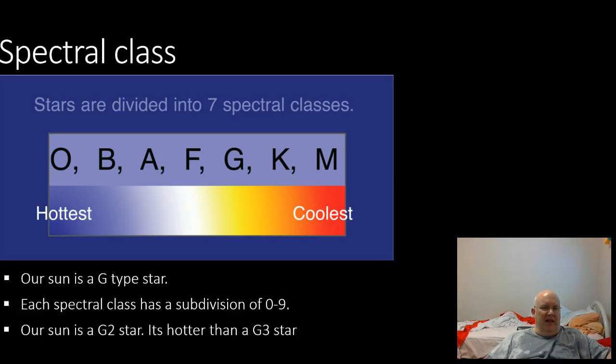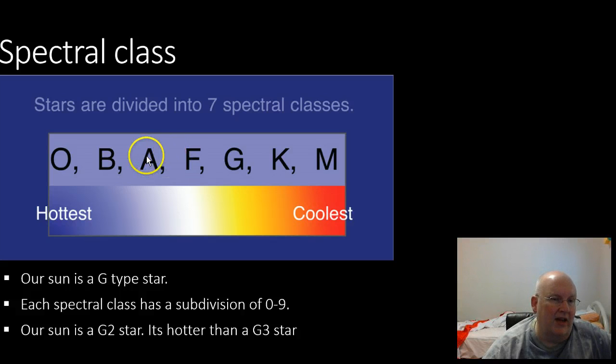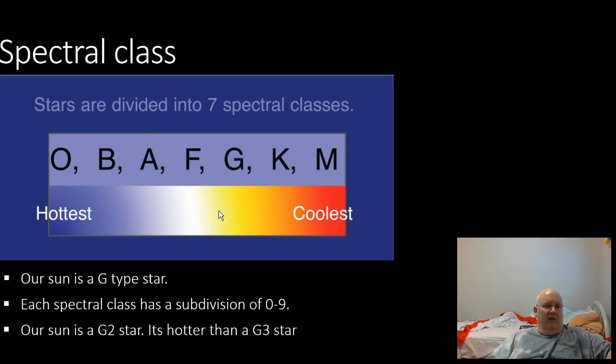And in each spectral class, let's say the example here, our sun's a G2 star, the number 2 actually means it's hotter than a G3. So from 0 to 9 in any class, for example, an A5 star is hotter than an A9 star. An A9 star is actually closer to F, and an A0 star is actually closer to B. So the lower the number, the hotter it is on that scale within that class.